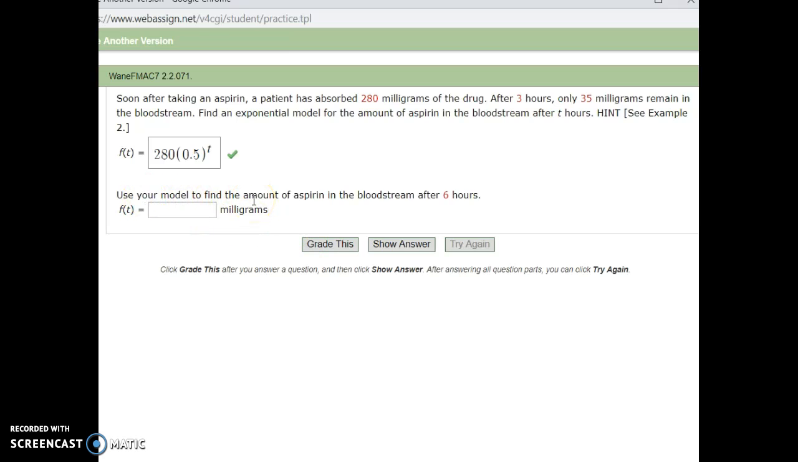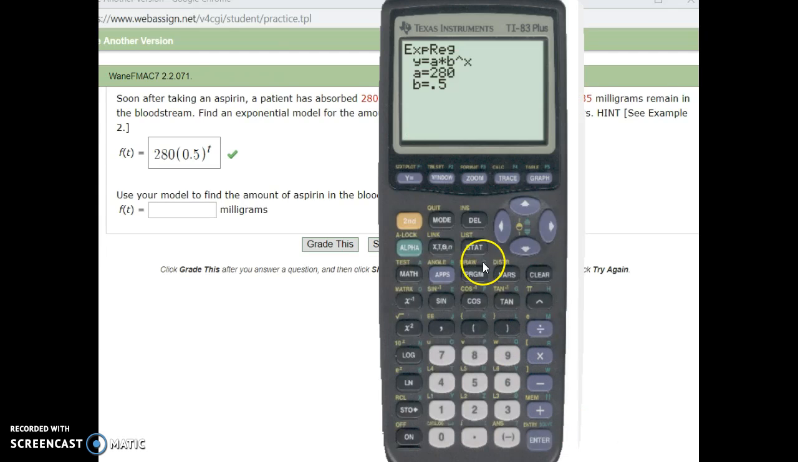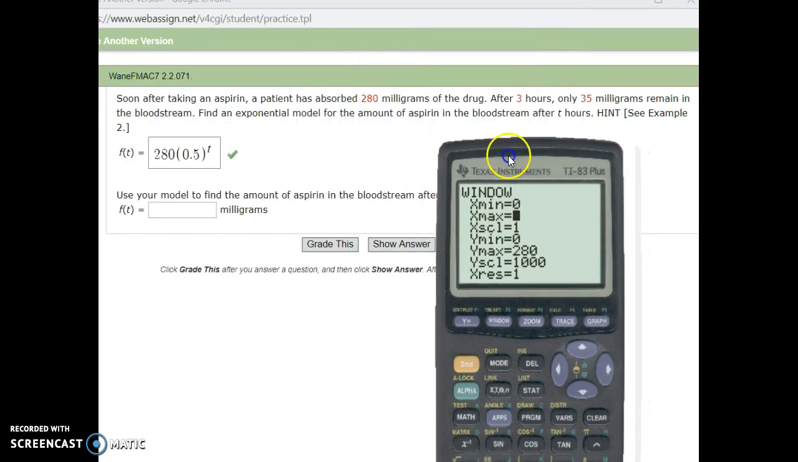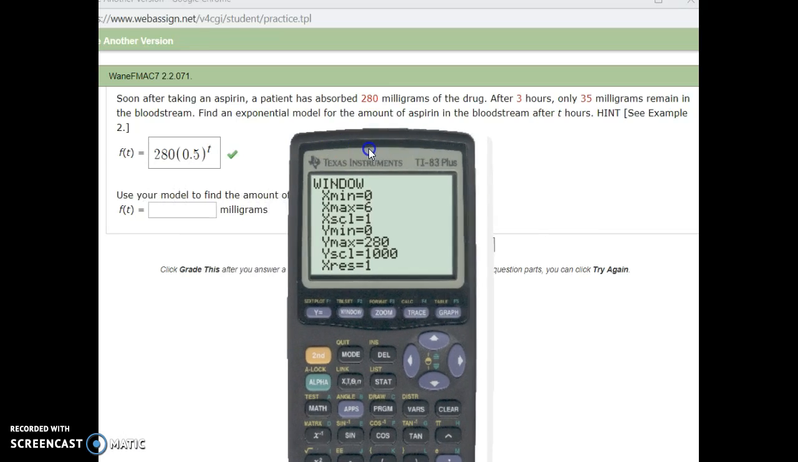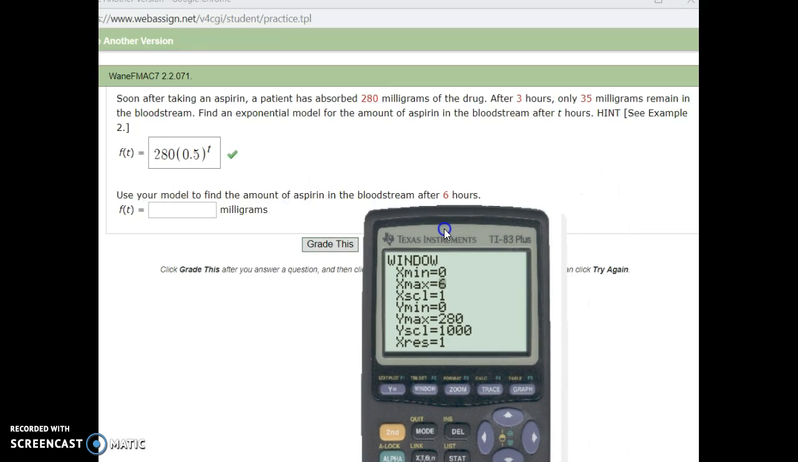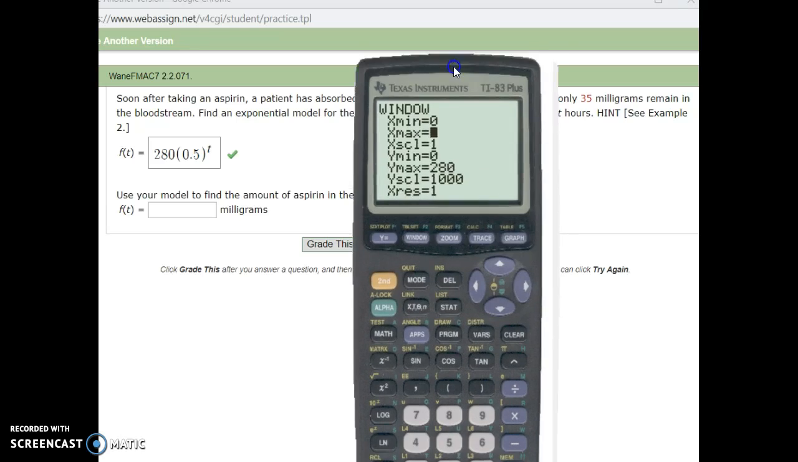So use your model to find the amount of aspirin in the bloodstream after 6 hours. I think that might already be, yep. I tried to video this before, had to redo it. So I changed my window. Let's see, we only need to come down. We were interested in knowing about find exponential after t hours. Oh, here we go. After 6 hours.